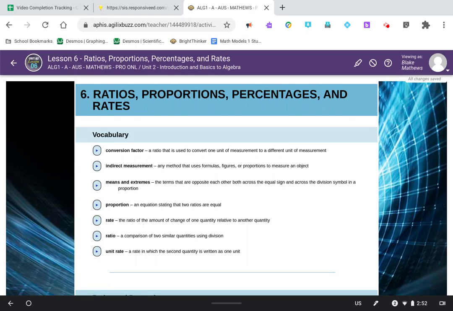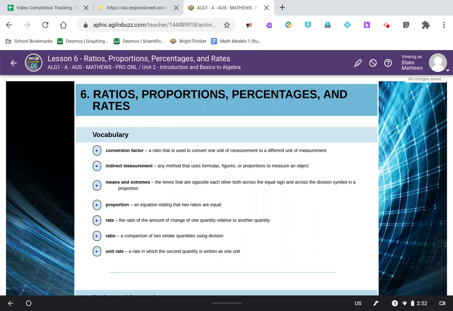All right, this is the Algebra 1, Unit 2, Lesson 6 video. This is the last lesson from our unit for Unit 2. So next week you will be doing review and testing.